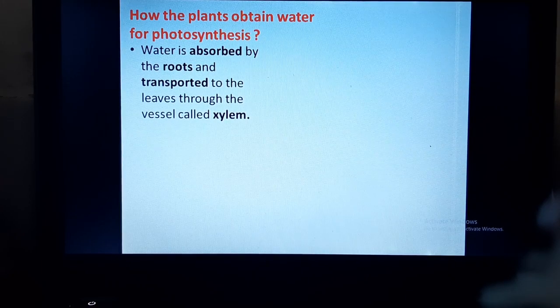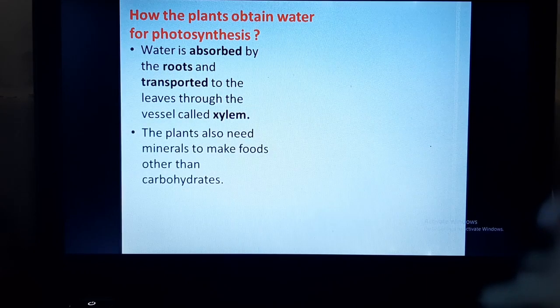So there are two types of vessels in the transportation system of the plant. These are xylem and phloem, which we will discuss in a later chapter. So for the understanding of this chapter, we need to know that xylems are the vessels or tiny pipes which transport water in the plant. So water which is absorbed by the root is transported to the leaves through xylems, which are vessels.